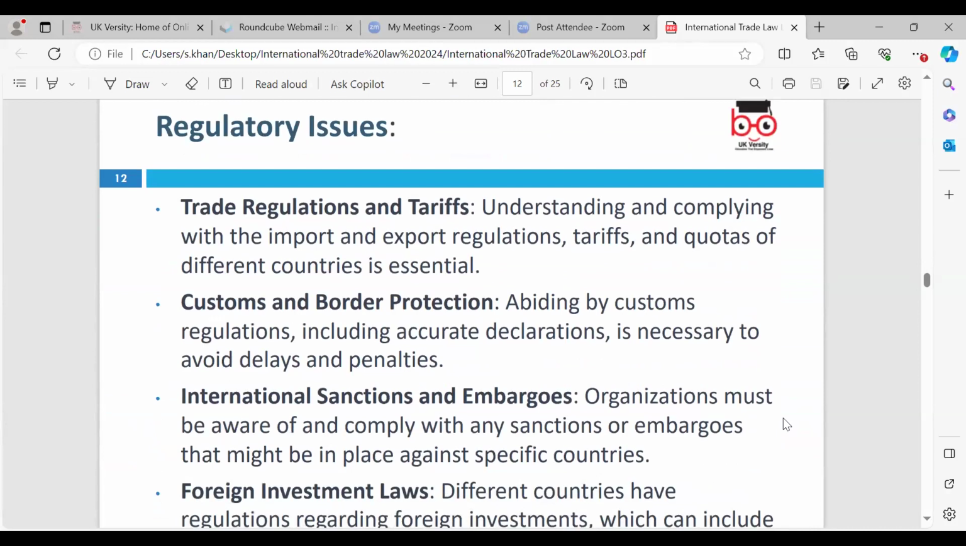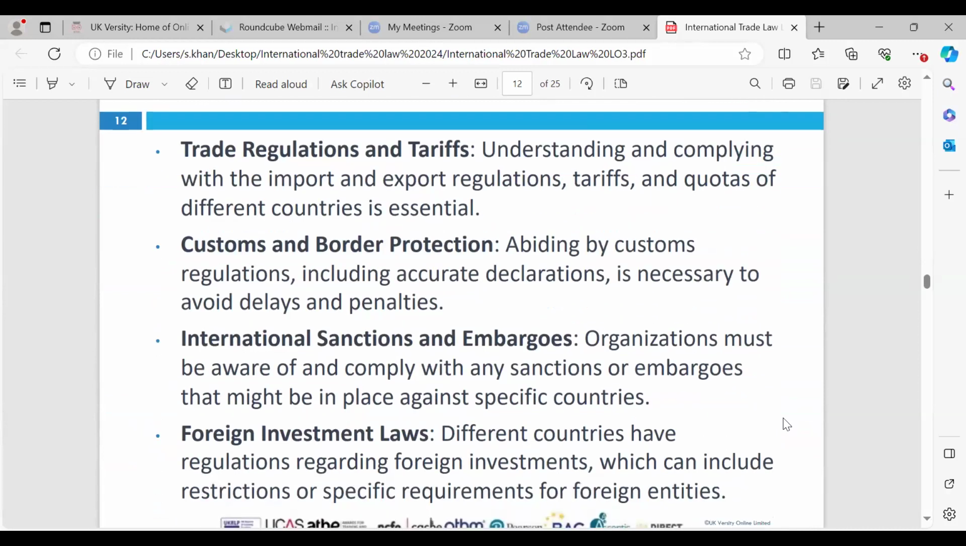Regulatory issues. So, trade regulations and tariffs. Understanding and complying with the import and export regulations, tariffs and quotas of different countries is essential. For example, if you want to trade with other countries, you must take into account that there are different regulations and tariffs within that country in different quarters. So all this needs to be taken into account when importing and exporting, and you need to comply with these.